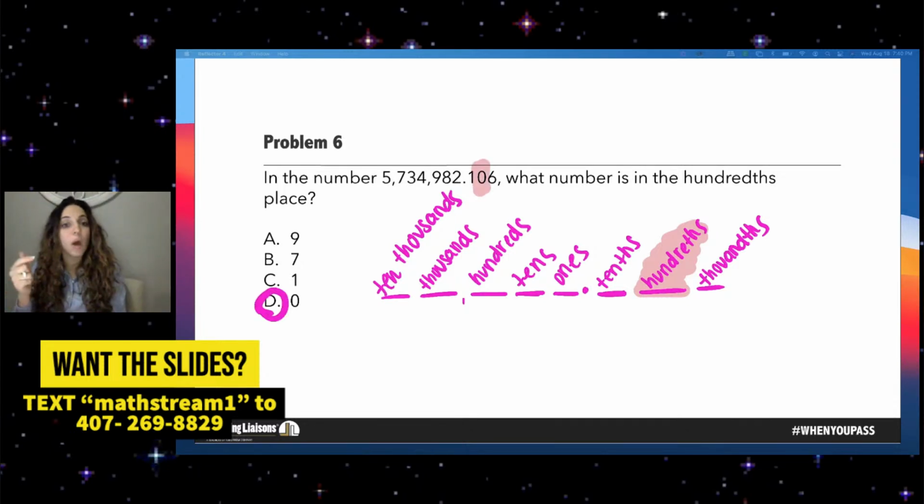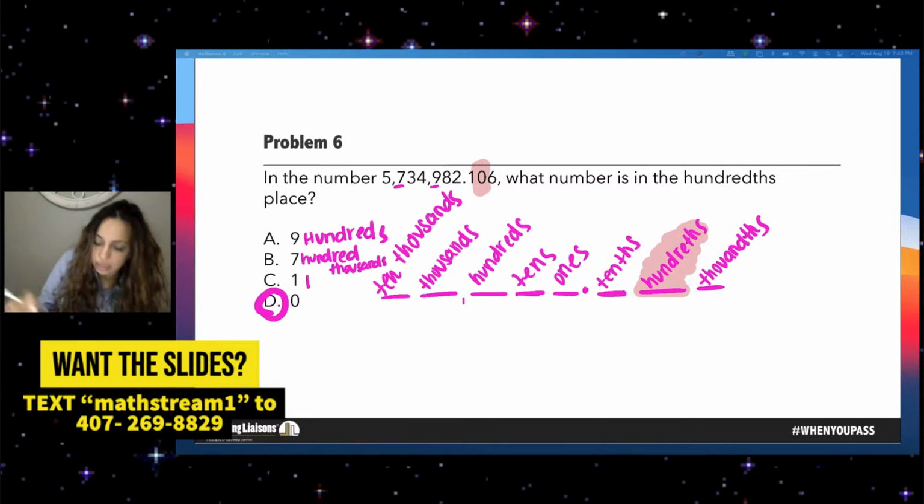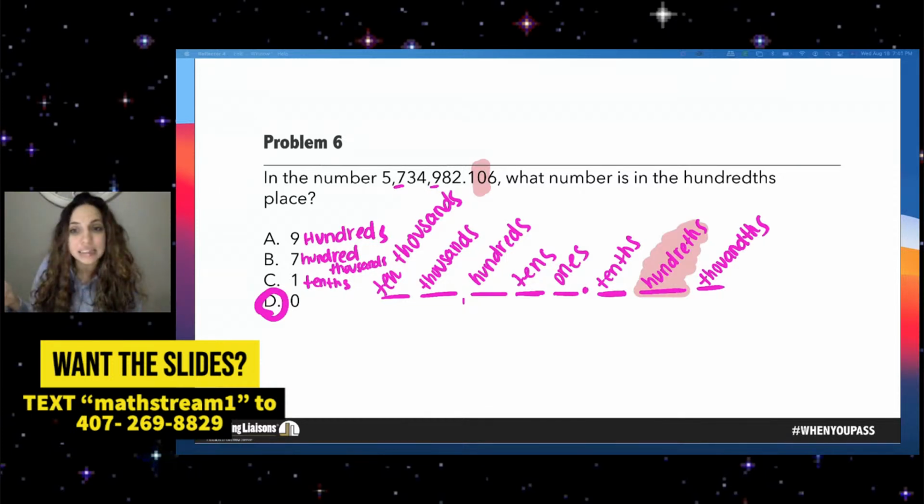Let's talk about what place value the 9, the 7, and the 1 are. 9 is going to be in our hundreds place. 7 is going to be in our hundred thousands place. And the 1 is going to be in our tenths place. So that's just a little quick place value lesson. Let's keep going.